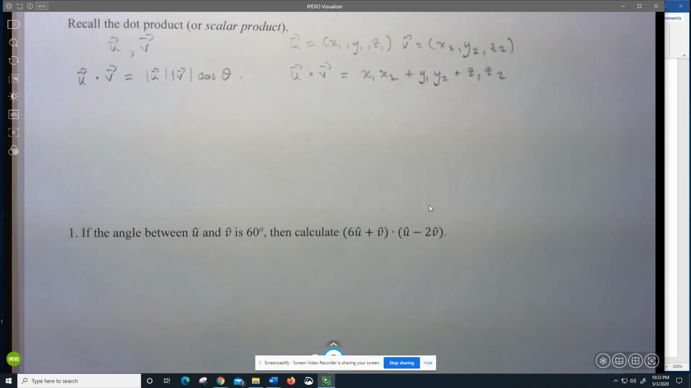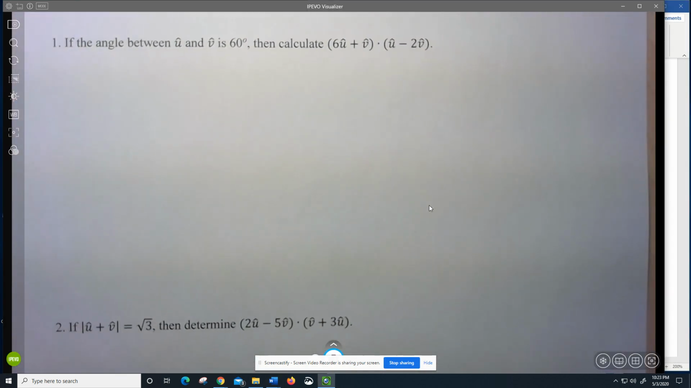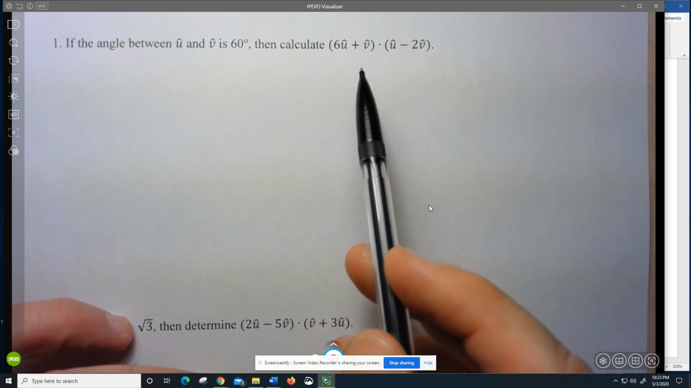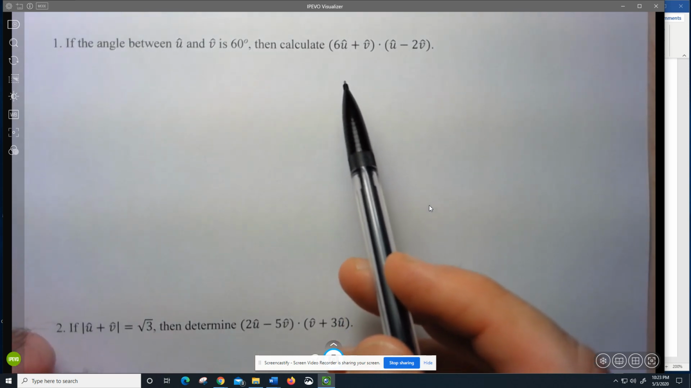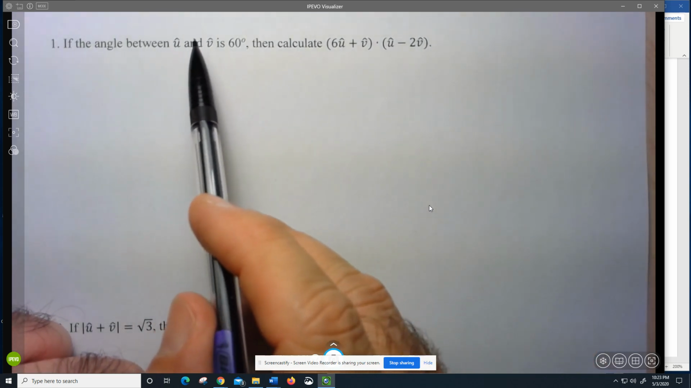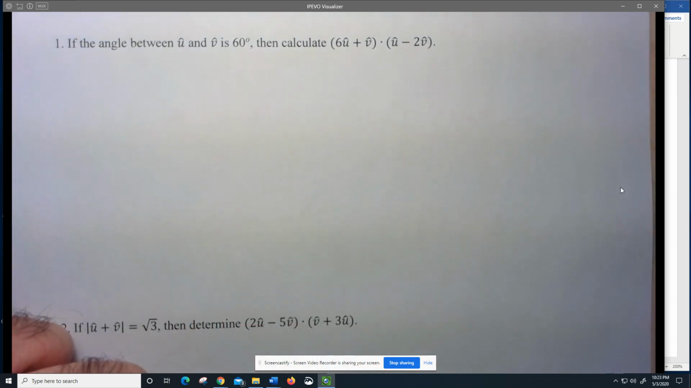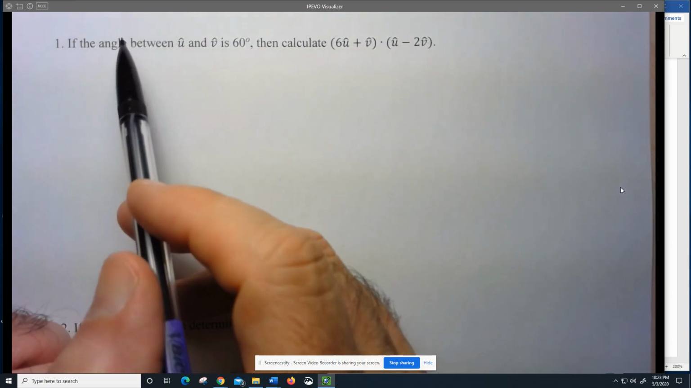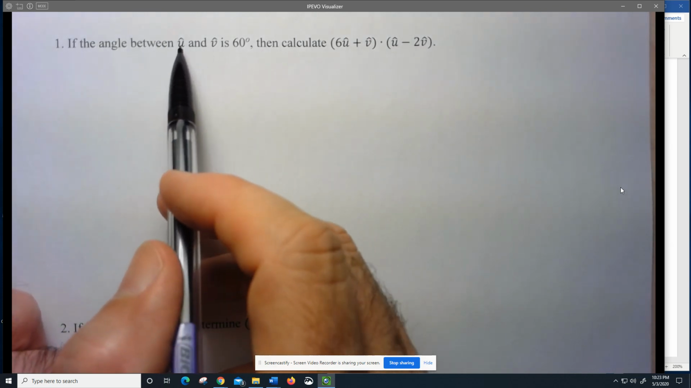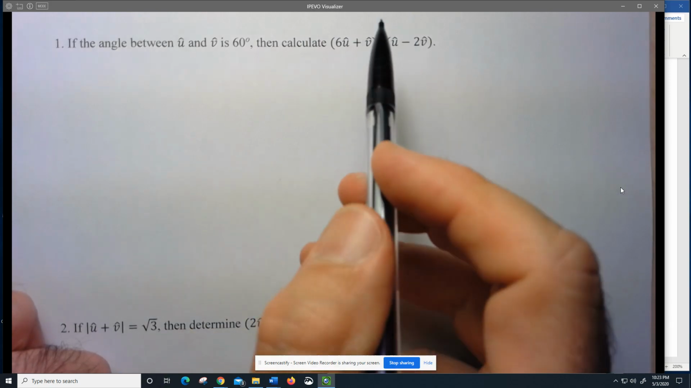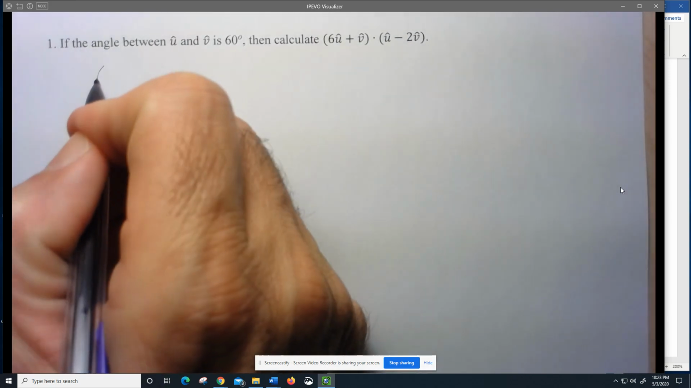Okay, so let's take a look at this first question here. It says if the angle between u and v is 60 degrees, then they want us to calculate this combination of those vectors. Now, one thing I want you to realize is that u and v don't have arrows above them. We see that they have the hat symbol, which means, even though they didn't specifically say it, that these are unit vectors. Okay, so let's start with the original expression here.